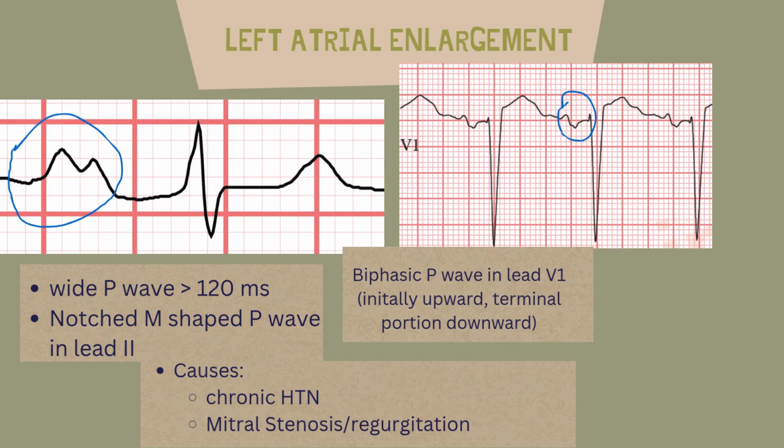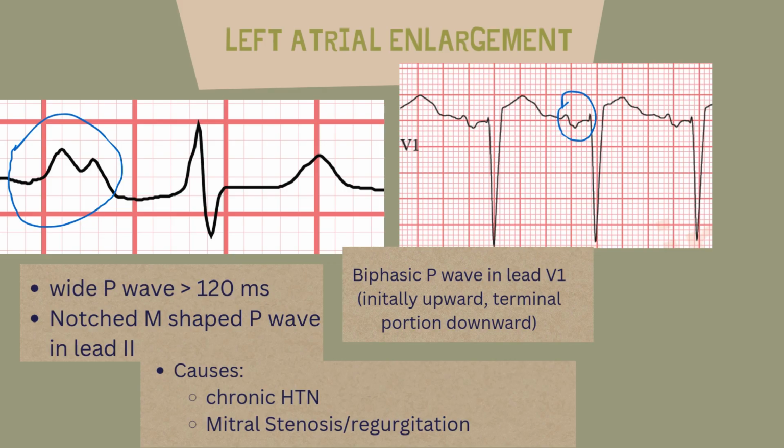Let's address left atrial enlargement. So what we're going to see in left atrial enlargement is in lead 2, we will see a wide notched P wave, that classic M shape. Why do we see this? It's because an enlarged left atrium takes longer to depolarize. It's stretched out, so the electrical signal moves more slowly through it. So the right atrium still fires, and it fires first, but now the left side is lagging, and the delay shows up as a second hump.